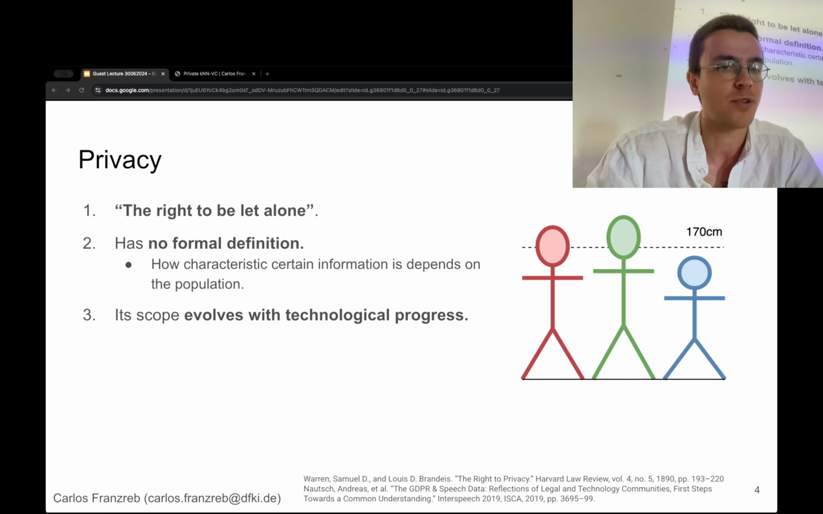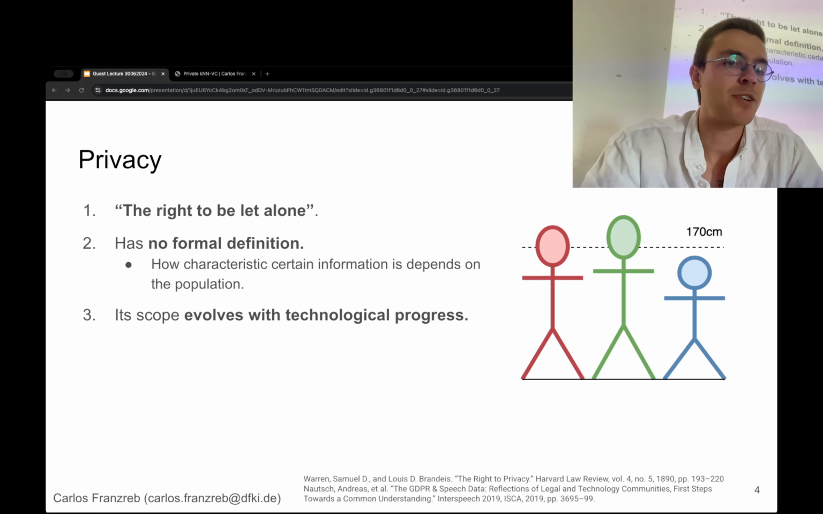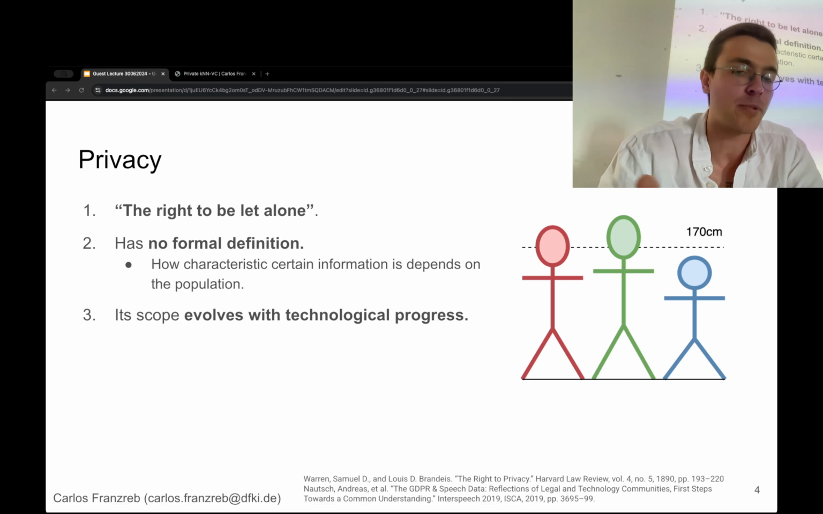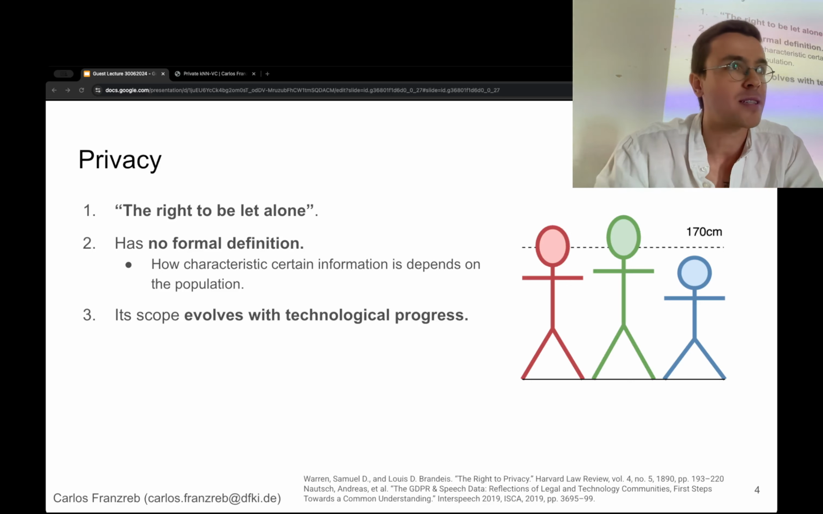It's not privacy preserving. So what this implies is that how characteristic certain information is depends on the population. If we had other persons here that were smaller, the same way that we have several that are taller, then it wouldn't be that characteristic.